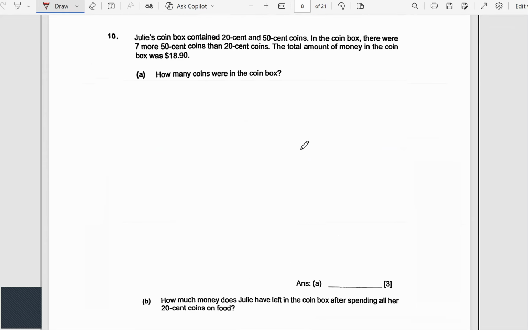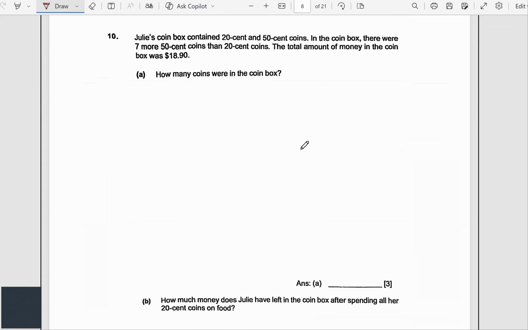Question 10. Julie's coin box contained 20 cents and 50-cent coins. In the coin box, there were 7 more 50-cent coins than the 20-cent coins. Total amount in the money in the coin box was $18.90. So how many coins were there in the coin box? Okay, so for this question, this involves quantity and value. Quantity means the number of coins. Value means the dollar value of the coins.